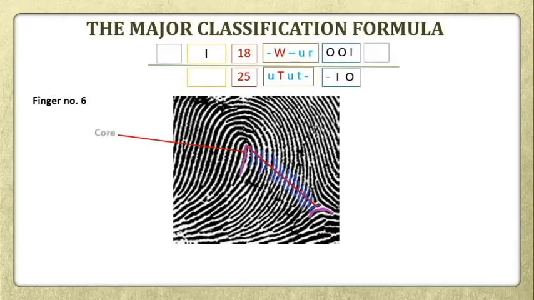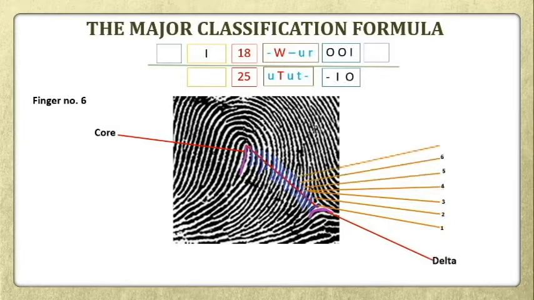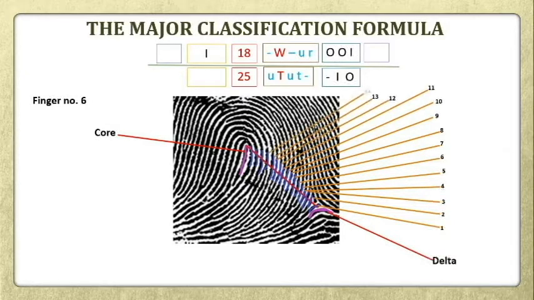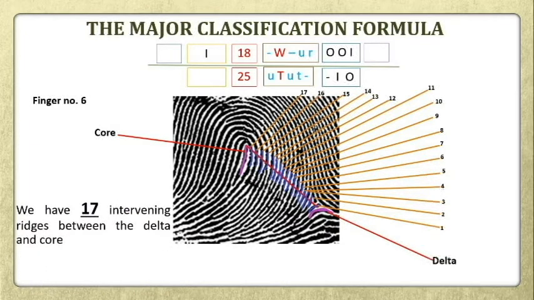So now let us conduct a ridge count for finger number 6. First, we identify the core, and then we identify the delta. After drawing an imaginary line and counting the intervening ridges, it was found out that there are 17 intervening ridges between the delta and the core, meaning to say that is large. The classification for finger number 6 is large.